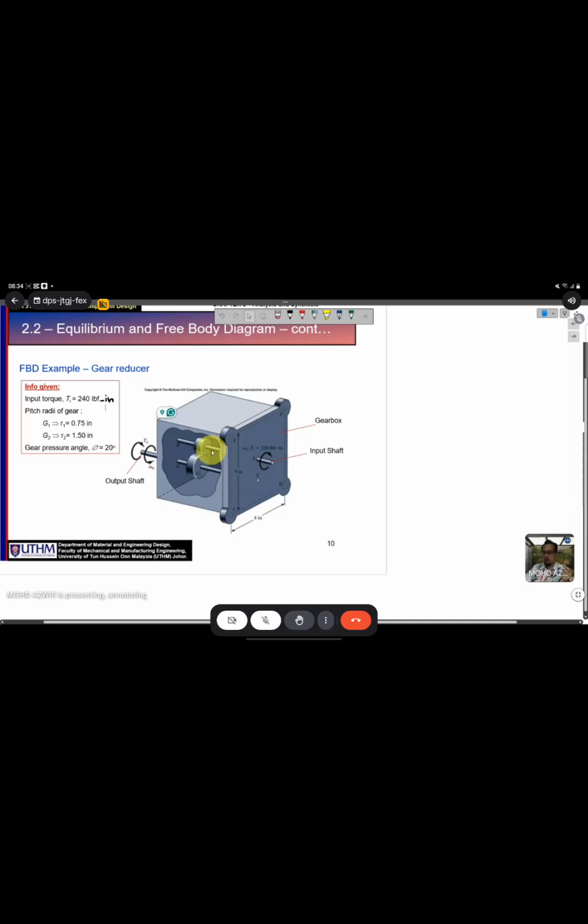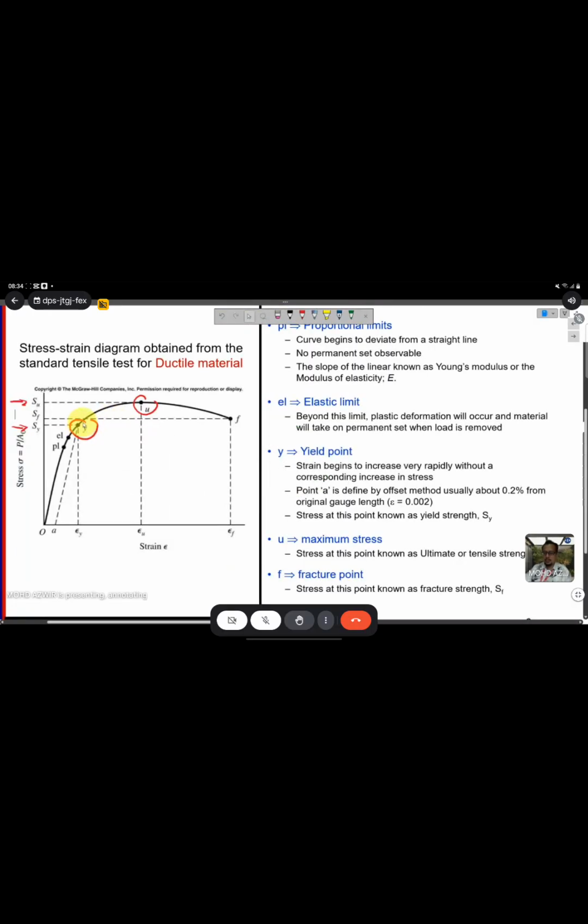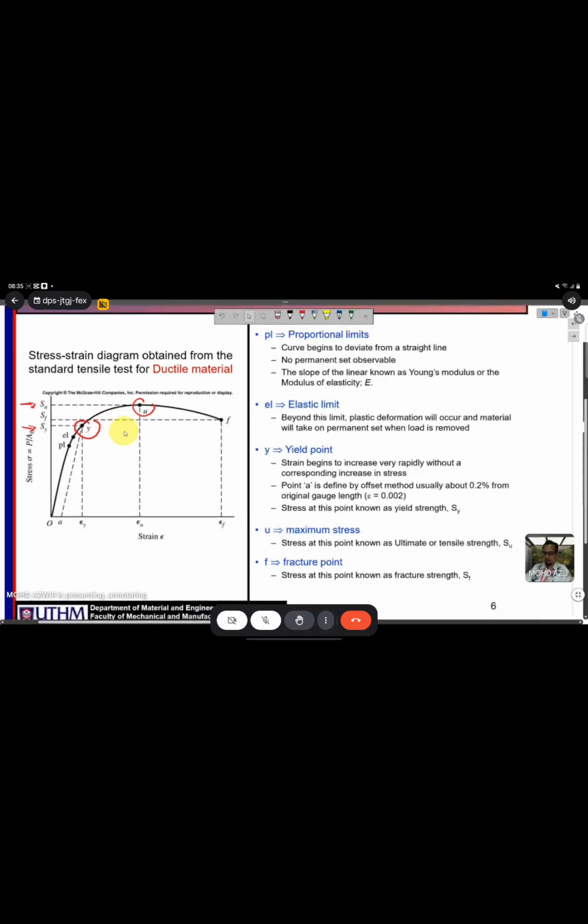And then from that stress, you want to compare it with the strength that we have here. So what happens if the stress is beyond the yield? You can see the shaft will become deformed, and we have a permanent deformation. What happens if the stress is bigger than the ultimate? It will fail after a few minutes. Okay, so that's why we need to calculate the maximum stress, and then compare it with the strength of the material.